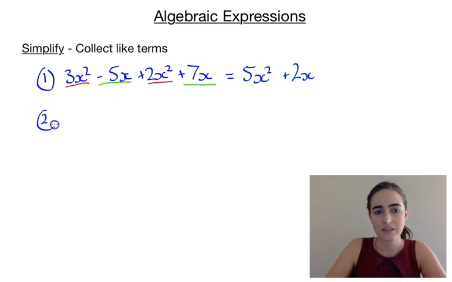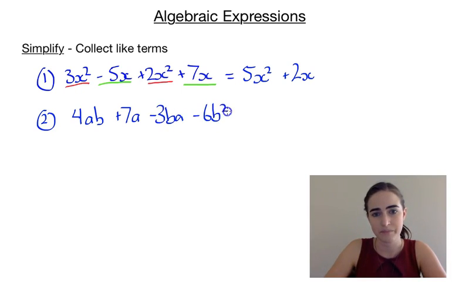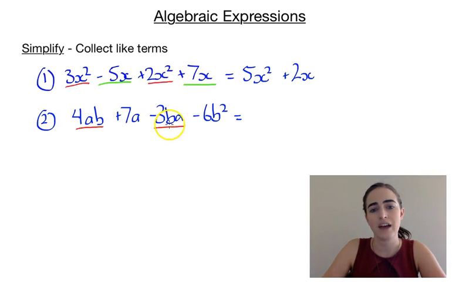Alright, our second example, we've got 4ab plus 7a minus 3ba minus 6b squared. Alright, in this one, the only like terms we have are our 4ab and our minus 3ba. So even though the variables are in the other order, because that means a times b and b times a, when we multiply, the order doesn't matter. So these two are still like terms, even though they're written a little bit differently.